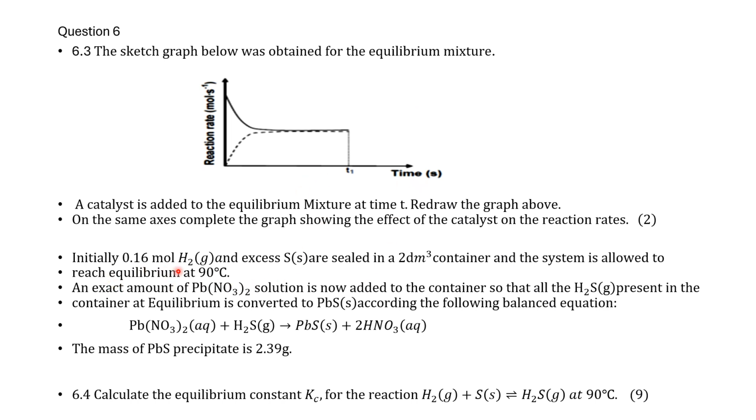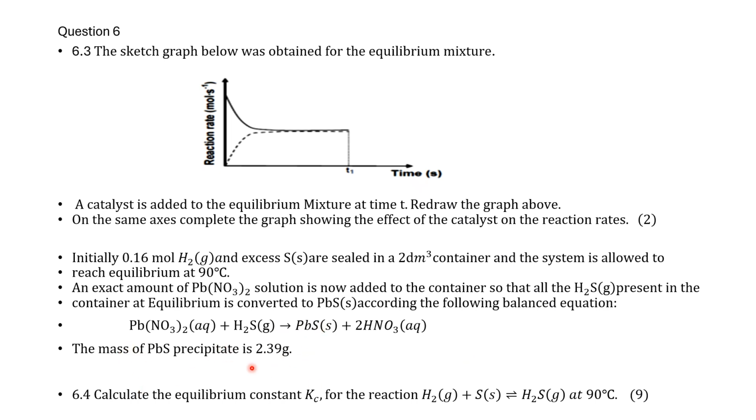Initially 0.16 mole H2 and excess sulfur are sealed in a 2 decimeter container. So my volume for the container is 2 decimeters cubed. And the system is allowed to reach equilibrium at 90 degrees Celsius. An exact amount of lead nitrate, Pb(NO3)2, solution is now added to the container so that the hydrogen sulfide present in the container at equilibrium is converted to lead sulfide according to the following balanced equation. So there they've given us the equation. And they say the mass of PbS precipitate.